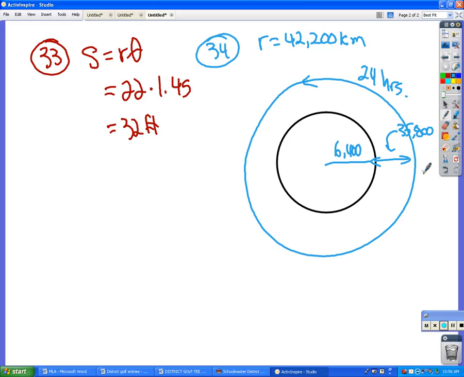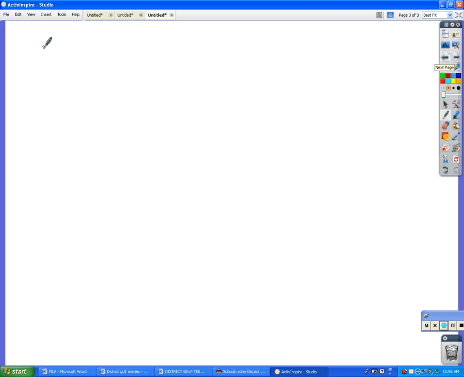Okay, then it says, what distance does a satellite travel in 1 hour, 3 hours, 2.5 hours, and 25 hours? Okay, so remember that we want these measurements in radians. So if it takes you 24 hours to go all the way around, and all the way around the circle is how many radians? Somebody help me.